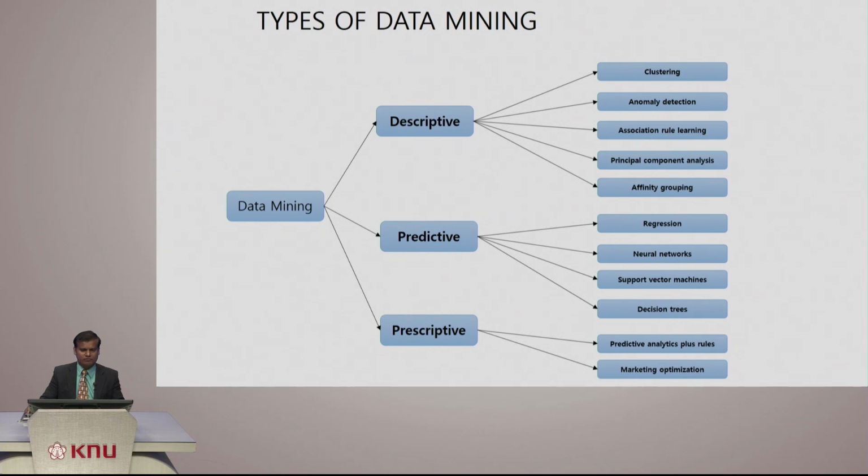Types of data mining: we come across descriptive, predictive, and prescriptive types. As you can see, descriptive is the one for which we have already seen some examples, including association rules, principal component analysis, and affinity groupings. Predictive includes regression types, SVM (support vector machine), and decision trees. And prescriptive is like predictive analytics plus rules we are adding, and marketing optimization can be done by means of that approach.